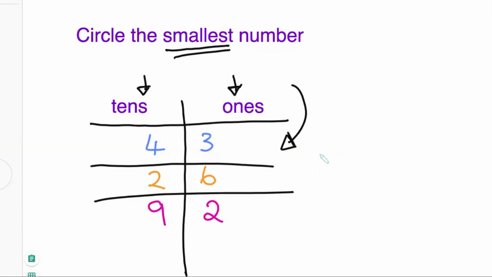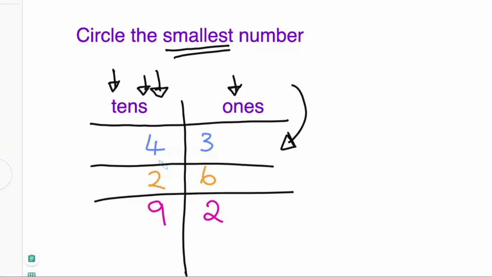Have a think. So if we're identifying the number which is the largest, if it's a two-digit number, we look at the number in the tens grid first. Okay, we look at the number in the tens grid first. So for these numbers, let's say them out loud before we start. What numbers do we actually have?